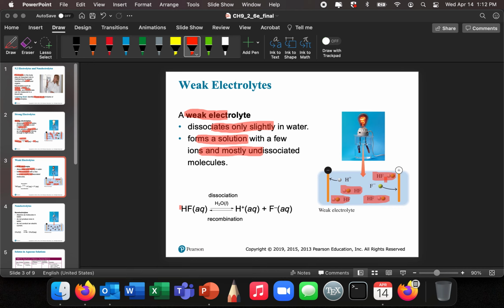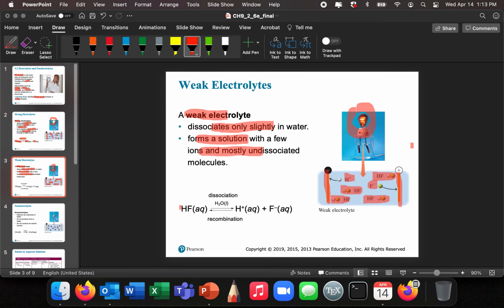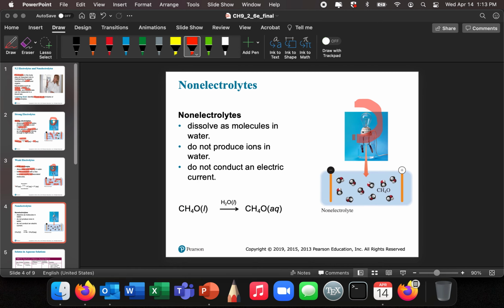The ones that do break up will conduct electricity, where your positive ions go to the negative electrode, which I think is the anode, and the negative ions go to the positive electrode, which I think is the cathode. So weak electrolytes do conduct electricity, but you can see up here this bulb. Let me compare that to the previous slide. In the previous slide, this is very bright, and we'd say that must be a strong electrolyte. But here, if the bulb is not burning so brightly, we'd say that's a weak electrolyte. Now, with non-electrolytes, the bulb doesn't go on at all.